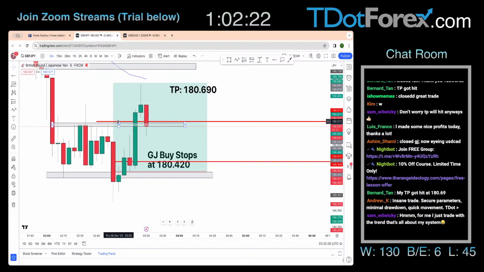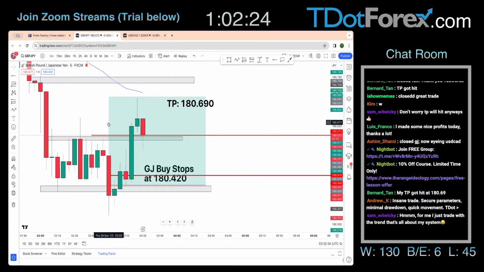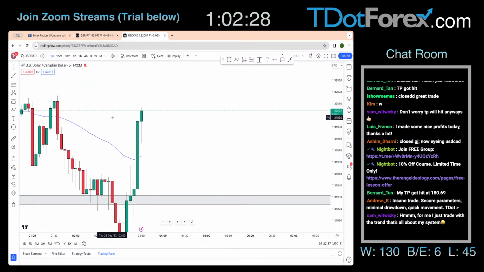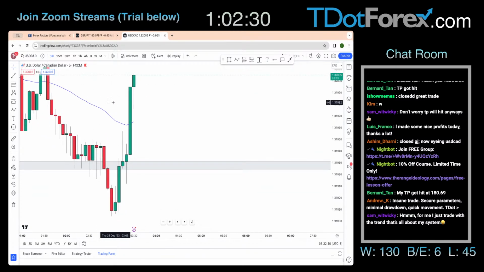Okay, TP got hit. I've heard a few members and viewers here in the chat mentioning that the TP got hit. So that's even perfect here. Again, I do see what's going on with USD CAD as well, guys.